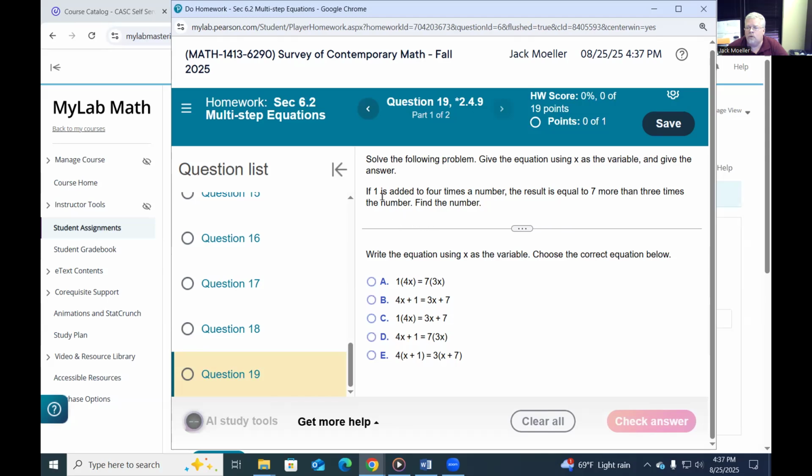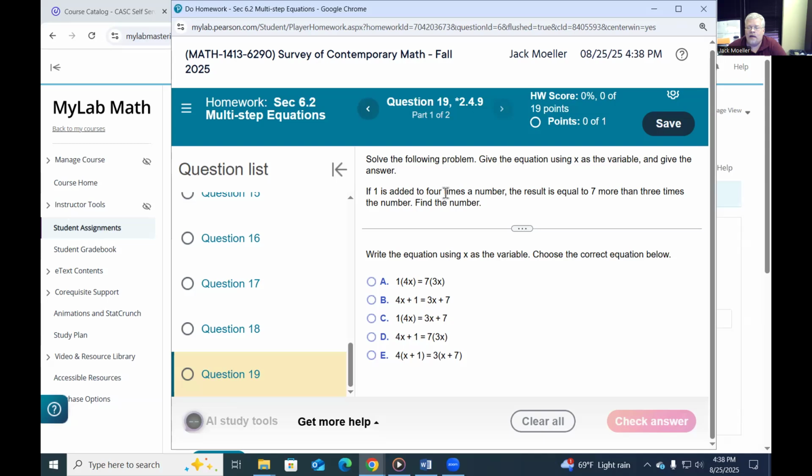Okay. And so if 1 is added to 4 times a number, the result is equal to. Right, so as soon as I see that result is equal to, that tells me that this 1 is added to 4 times the number is the left-hand side, and then is equal to, so on the right-hand side is 7 more than 3 times the number. So we're going to find the number. Now I deliberately picked one where you have to identify the right equation first. Because if you get this set up wrong, you can't get the right answer. So that's why this is here, because this is just extra skill.